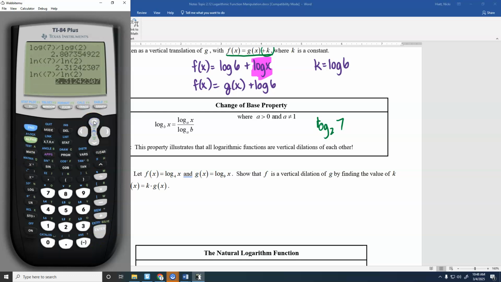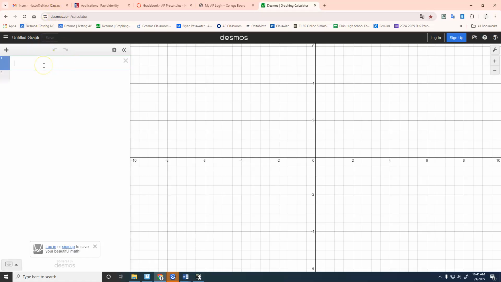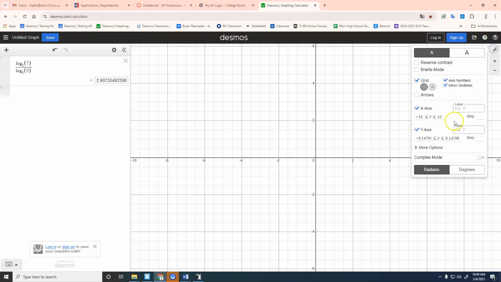All right, let me go back up. I'm just going to type it in again: natural log of 7 divided by natural log of 2 is 2.807. We're getting that same number. And I'm going to flip over to Desmos to show you this. There's no real reason why you would ever want to do this for just figuring this out. But if I do log base 3 of 7 divided by log base 3 of 2, it's the same number that I get right there, 2.807.